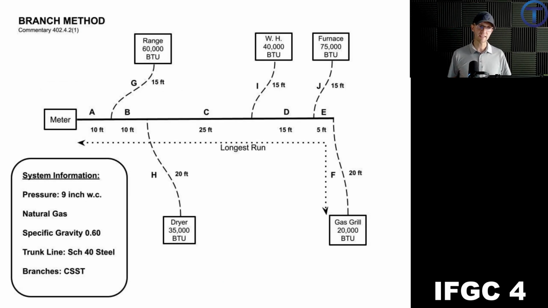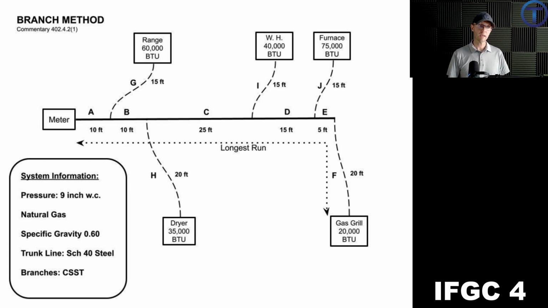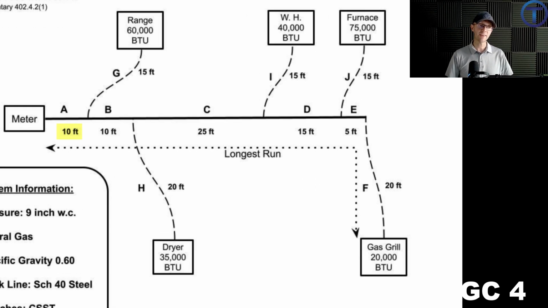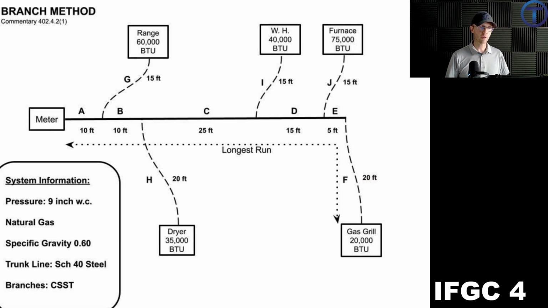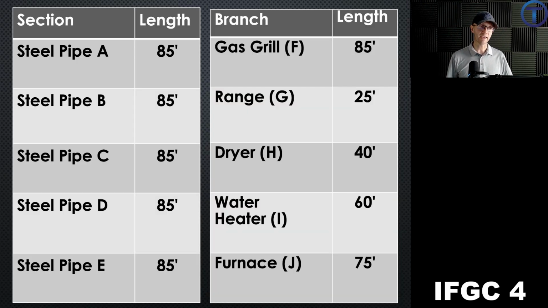As we look at this, we do have the longest run from the meter to the gas grill. That is going to be what we use for our trunk line, for our main sections. So if we add those up, A is 10 feet, B is 10 feet, C is 25 feet, D is 15 feet, E is 5 feet, and then we're going to follow F out to the appliance, and that's 20 feet. The total for all of those is 85 feet.